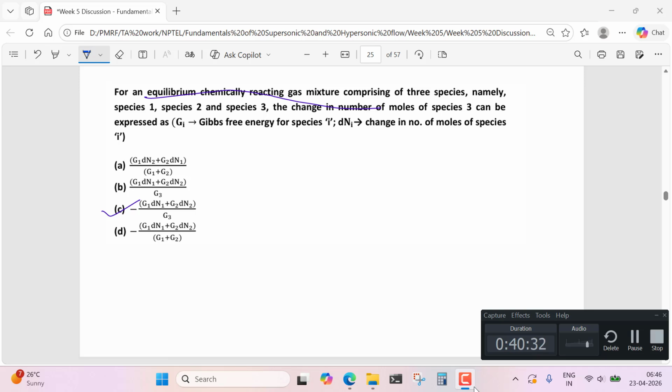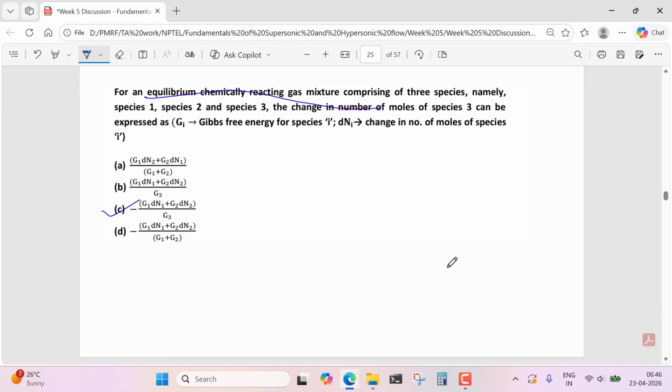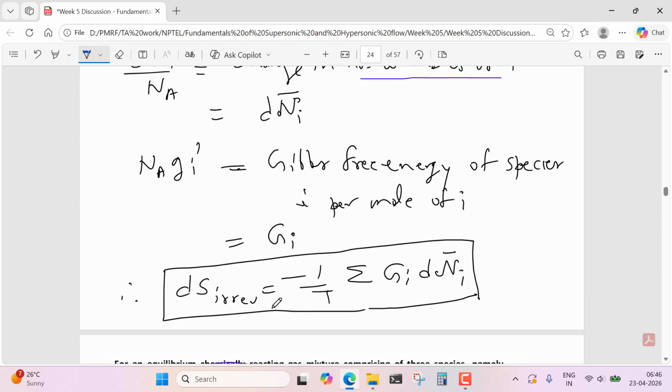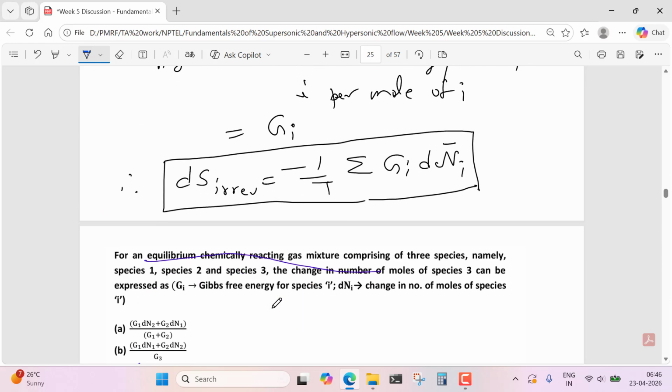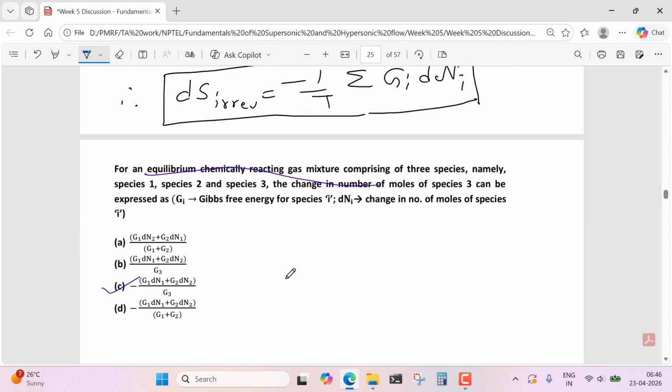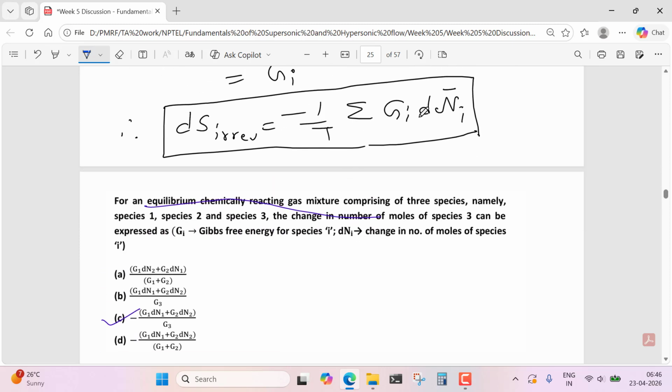So now it is a chemically equilibrium, chemically reacting gas mixture. Till now we were finding dS irreversible. Now if there is chemical equilibrium, then the value of dS irreversible will be equal to 0. So for the equilibrium chemically reacting gas, sigma Gi dNi bar will be equal to 0.